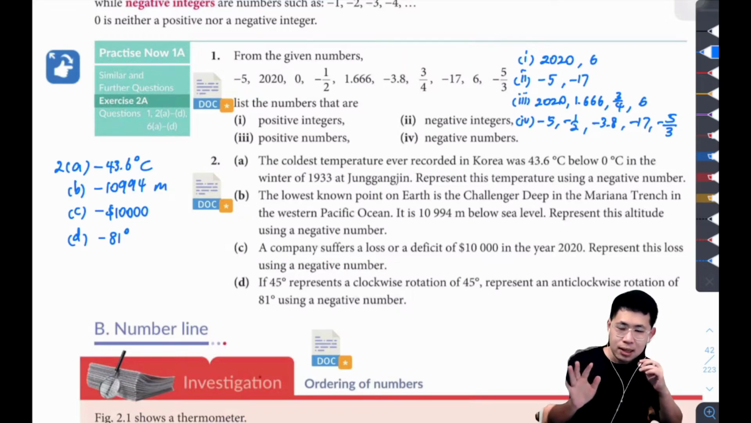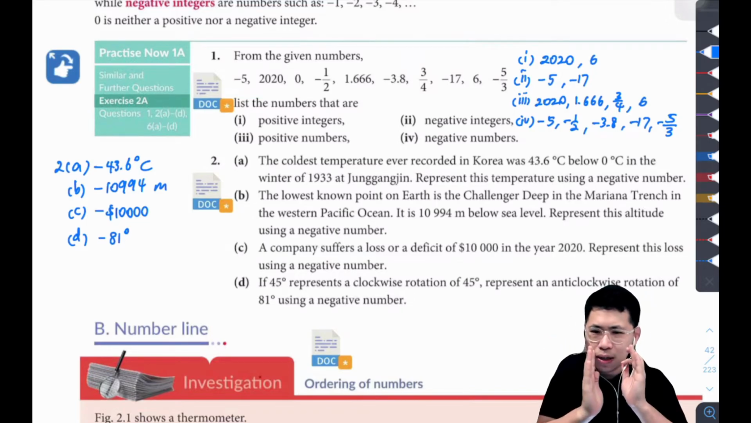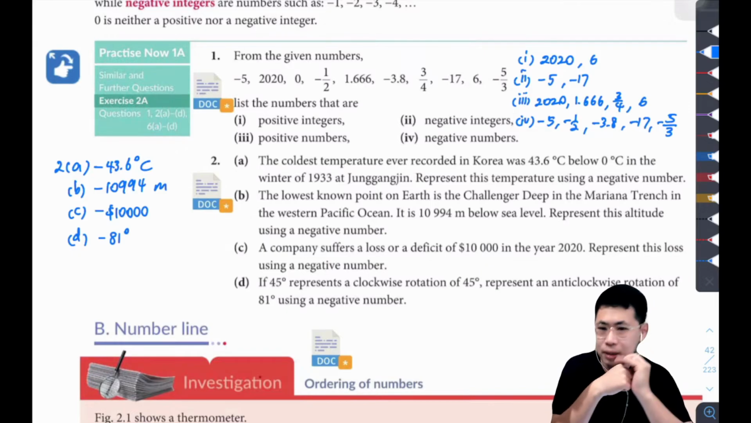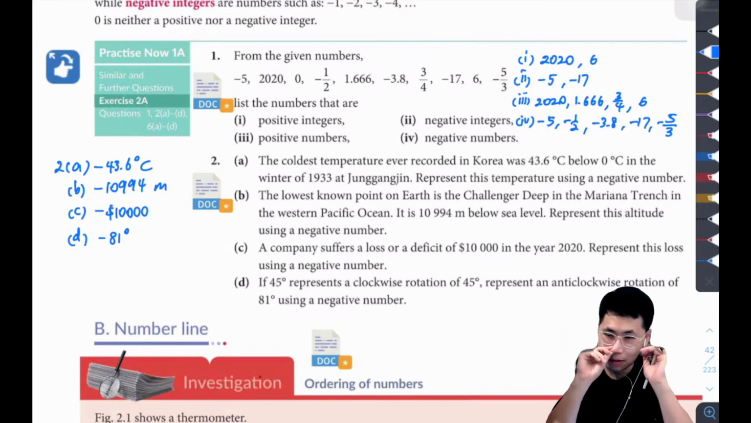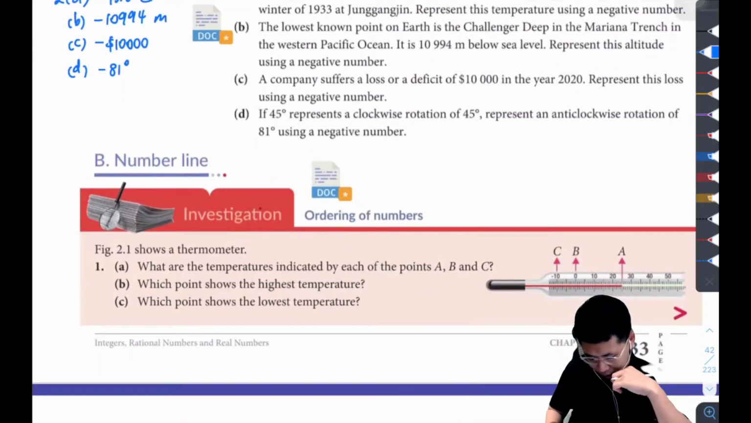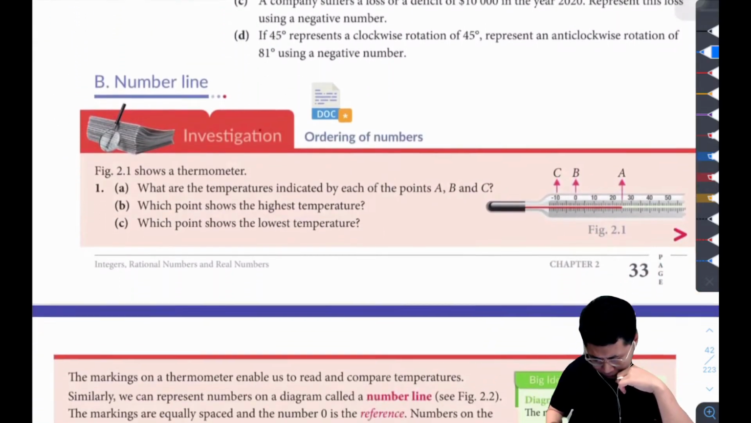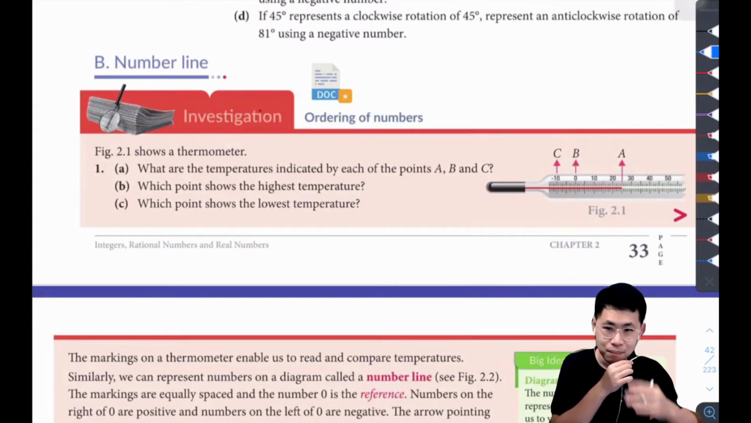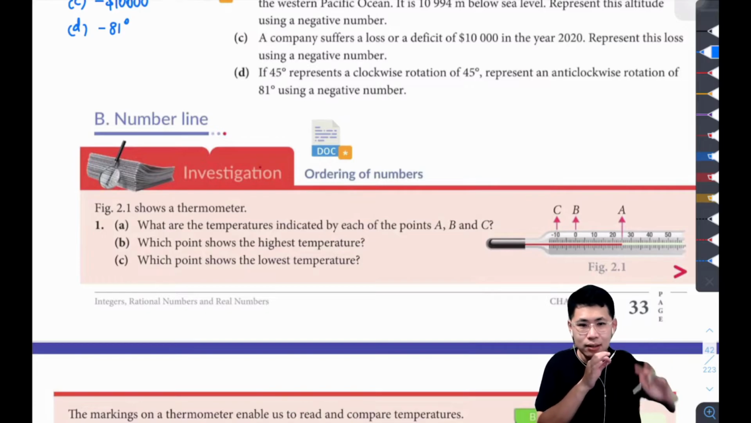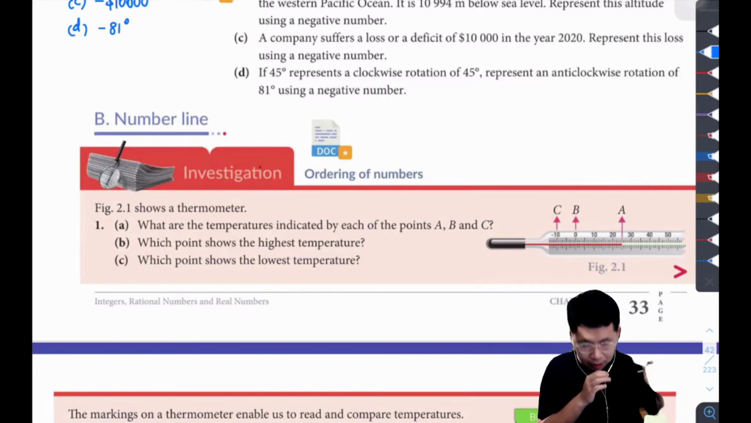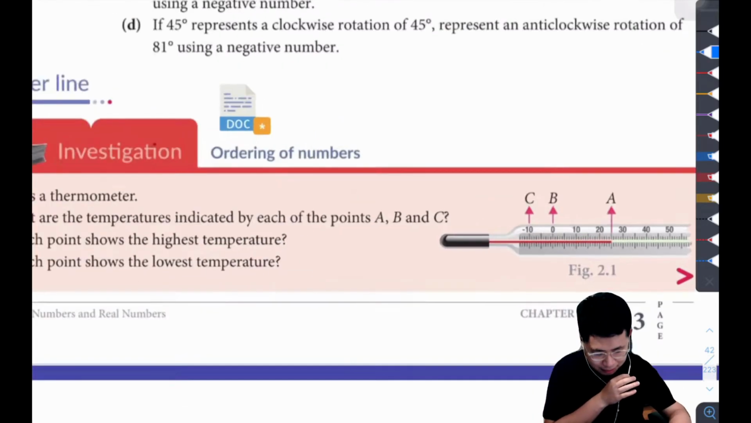Alright, so with this, the next skill we want to look at is how do we arrange our numbers based on our number line. Okay, so one more time, how do we arrange our numbers based on our number line? So let's quickly look at this thermometer over here, right below the questions. So we have a thermometer over here. So what are the temperatures in each of these thermometers, A, B, and C?